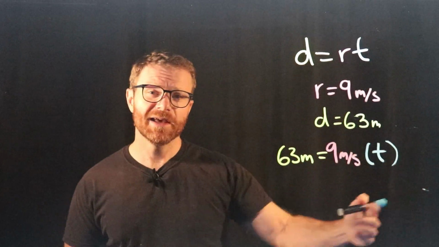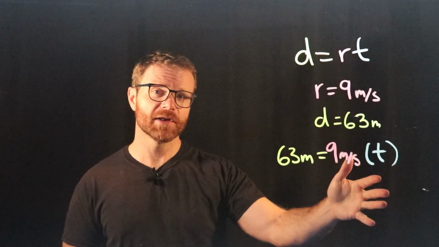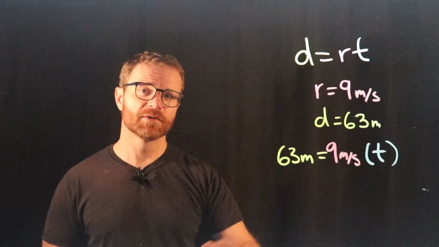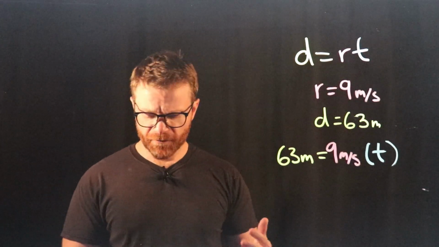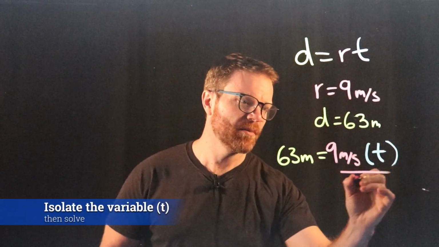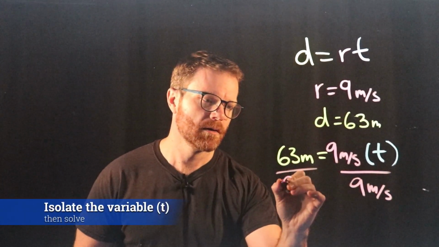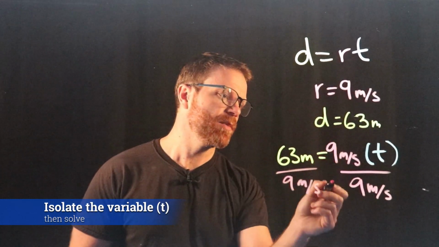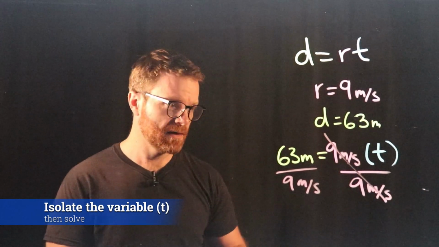From this point on, it becomes basically a single variable problem. The only variable left that we don't know is t. We know that 9 t's is equal to 63 meters. So we follow the same steps we would for any single variable problem. Let's divide both sides by 9 meters per second. 9 meters per second cancels with 9 meters per second, just leaving t.